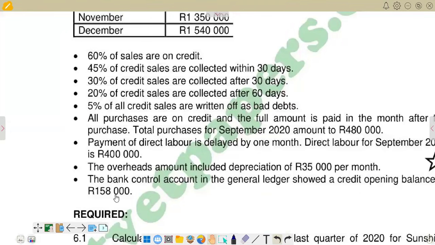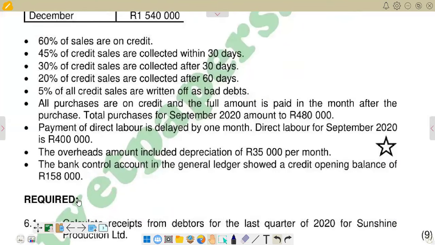We are going to the last point: the bank control account in the general ledger showed a credit opening balance of 158,000. So what does it mean? It means the opening balance that we are going to have in the first month, that is in October. Remember, we are going to prepare for the last quarter. For October, we are going to have an opening balance of 158,000. Remember, the net cash or deficit for that month, we are supposed to add to the opening balance, then you get the closing balance. So this is what we have.